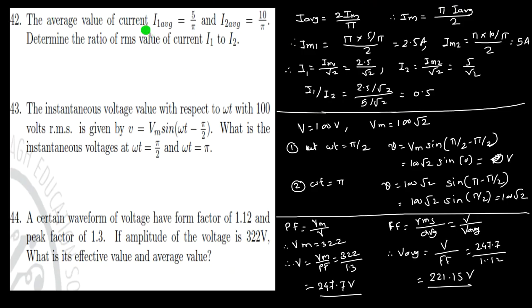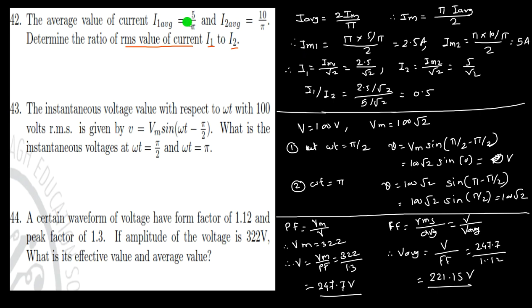Determine the ratio of RMS values. The average value of the first current is given as 5 by pi, and the second current average value is given as 10 by pi. Determine the ratio of RMS value of the current I1 to I2. So average values are given. The average value of a sine quantity is 2 Im by pi, so Im is equal to pi into I average divided by 2.